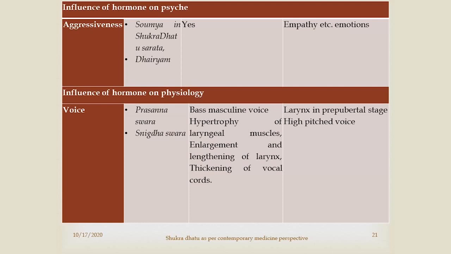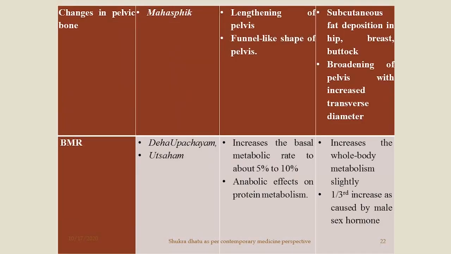Influence of hormone on physiology: the voice, the prasanna swara and snigdha swara. So the bass masculine voice, hypertrophy of laryngeal muscles, enlargement and lengthening of larynx, thickening of vocal cord and so on will be produced by the testosterone. Even the estrogen helps in high-pitched voice generation in females. Changes in pelvic bone: it is said that mahaspik is seen in the Shukrasara Purusha. So the testosterone will help in the lengthening of pelvis as well as the funnel shape of pelvis. Estrogen is responsible for subcutaneous fat deposition in hip, breast and buttock, and broadening of pelvis with increased transverse diameter.